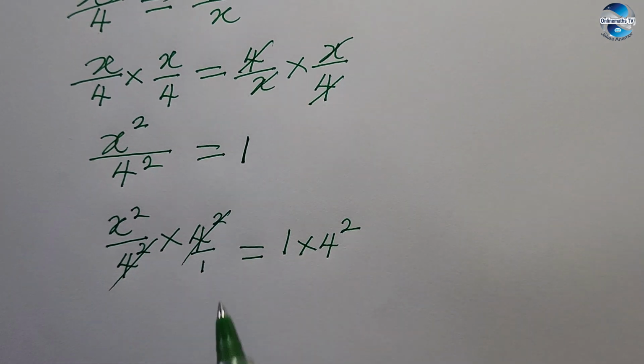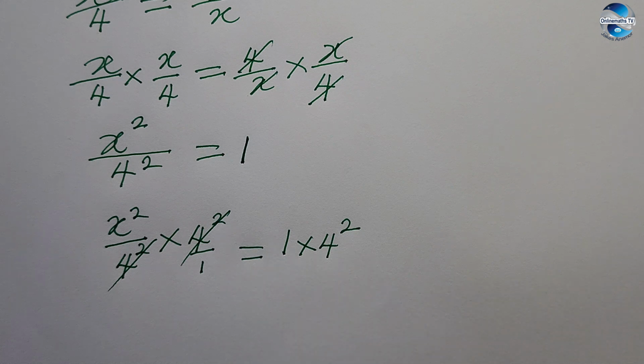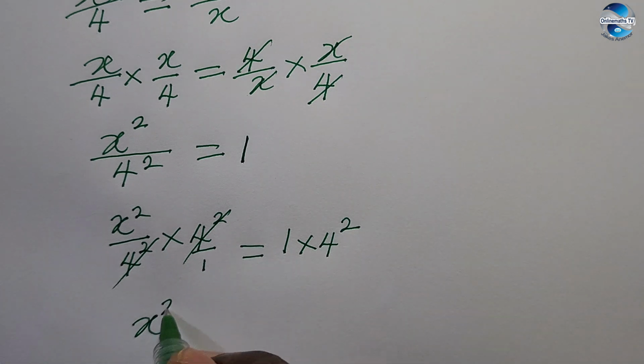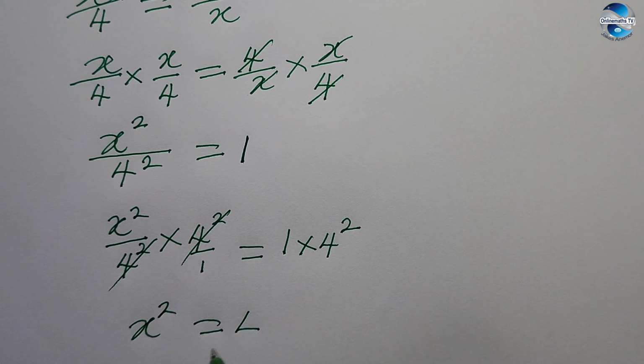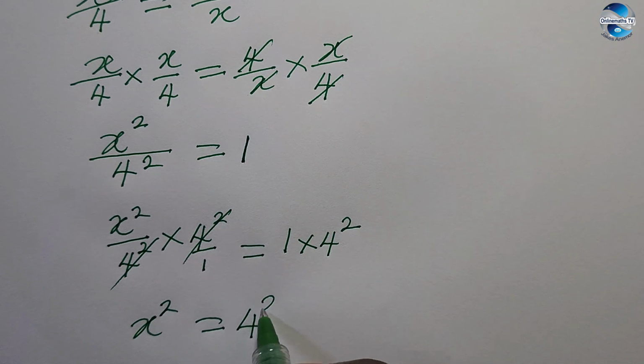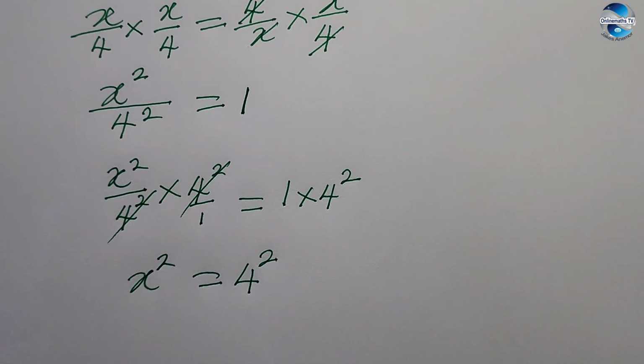Then from here, what do we do? This we do with this. We know that, right? And 1 times 4 to the power of 2 will give us 4 to the power of 2. So we now have x to the power of 2 equal to 4 to the power of 2. The x we're looking for has a square.